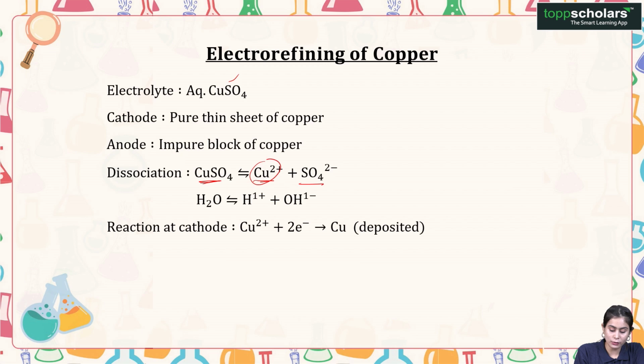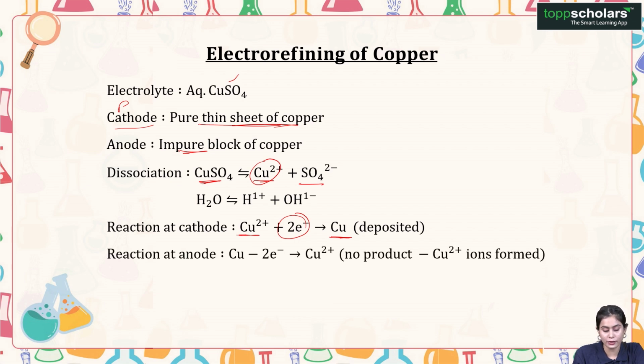Reaction at the cathode, see what is happening at the cathode. What is the cathode? Your thin pure sheet of copper, and this is the impure block of copper. So the cathode is the pure one. So what is happening there? Your Cu2+ will gain electron and form your pure copper Cu, that will be deposited, right? And what will happen at the anode? Your anode is this impure block of copper. It's copper only, right? So it will lose electron and form Cu2+. Cu2+ ions will be formed. So I hope this is how it gets refined. So I hope electrorefining of copper is also clear.